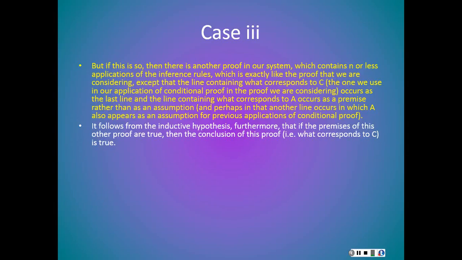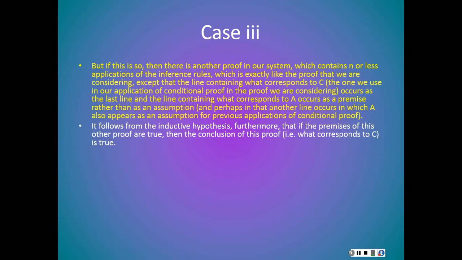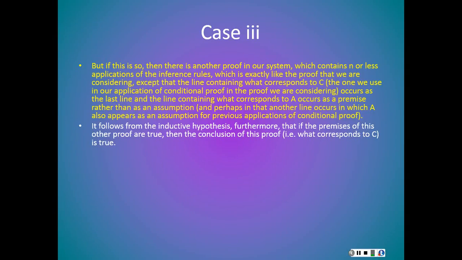Okay, but now, given that we can always do this, it follows from the inductive hypothesis that if the premises of this other proof are true, the other proof that we can create in the way that I just suggested, then the conclusion of this proof, i.e. what corresponds to C, is true. Well, why is that? Because the inductive hypothesis tells us that any proof with n or less applications of the inference rules is such that if the premises are true, its conclusion is true. And we've just found that we can create another proof that has n or less applications of the inference rules with the same premises as our original proof, and that proof will be such that if its premises are true, its conclusion will be true.